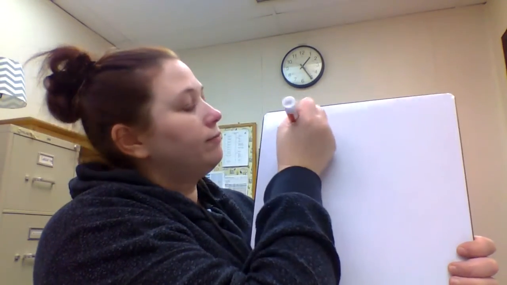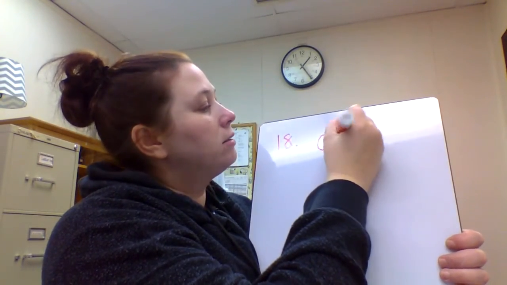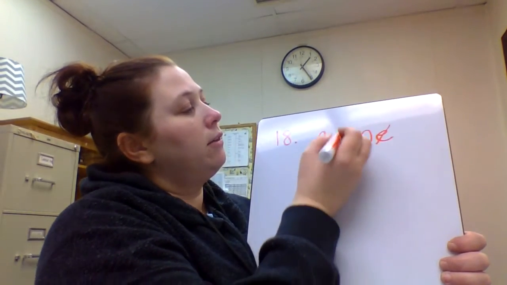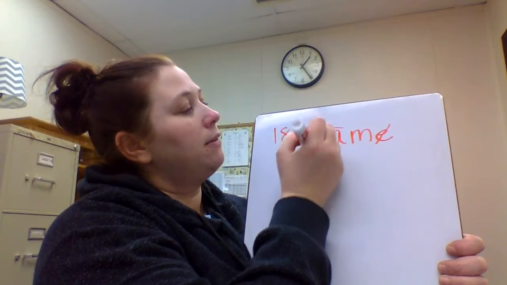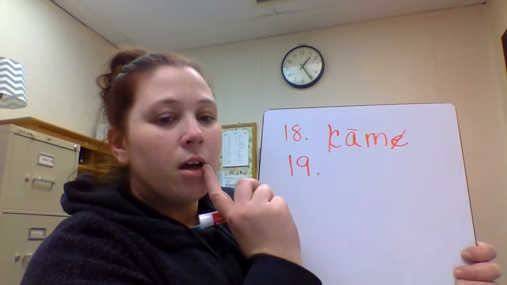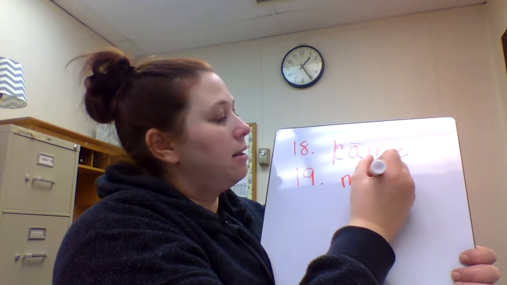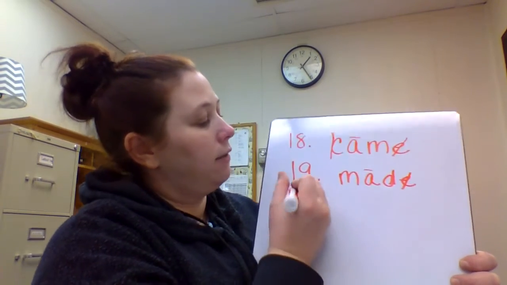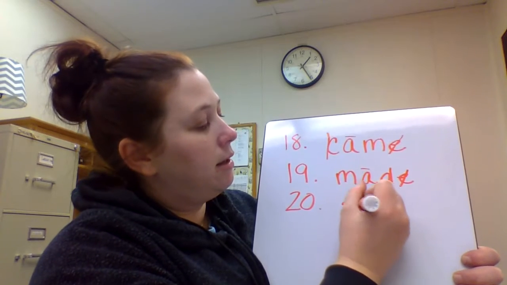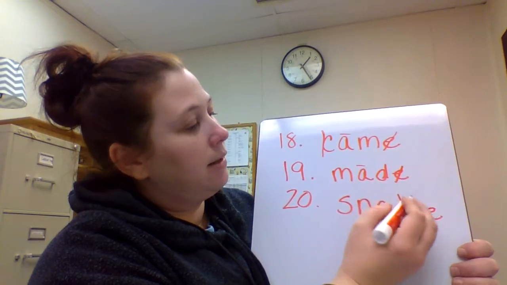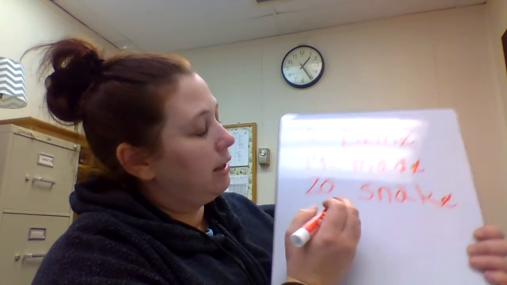Number 18. Came. Here we have our A consonant E, so we know our E gets crossed out, our A says its name, and that C can get a K back because it makes that K sound at the beginning, right? Number 19, made. Again, A consonant E, the E gets crossed off, the A gets a macron. Number 20, snake. Here we have the KE at the end, which we know makes the macron, and we don't say the E.